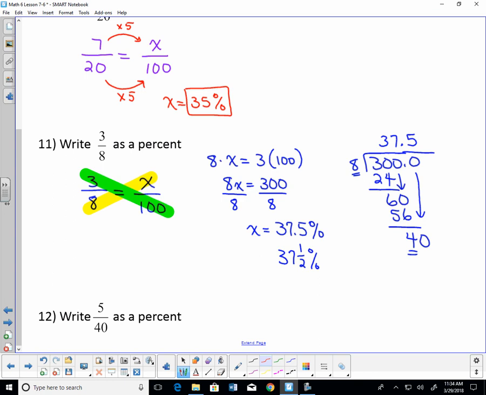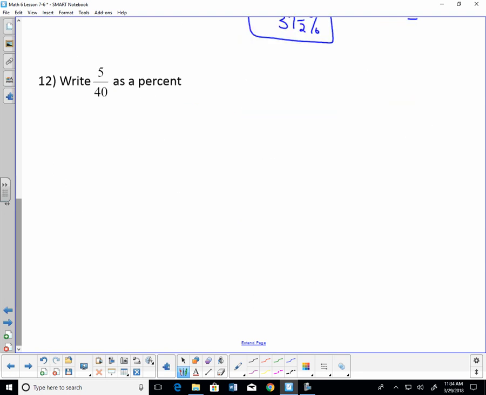I don't care if you write it as a decimal or a fraction, as long as the decimal is a terminating decimal. If the decimal ends, you can write it as a decimal. If not, you should write it as a fraction. Either way is acceptable. Let's take a look at the last problem here. We're going to write 5/40ths as a percent.